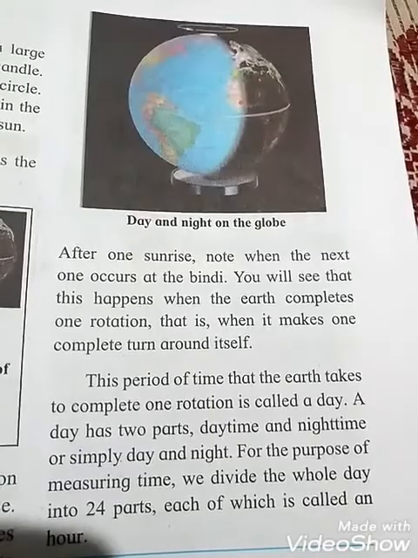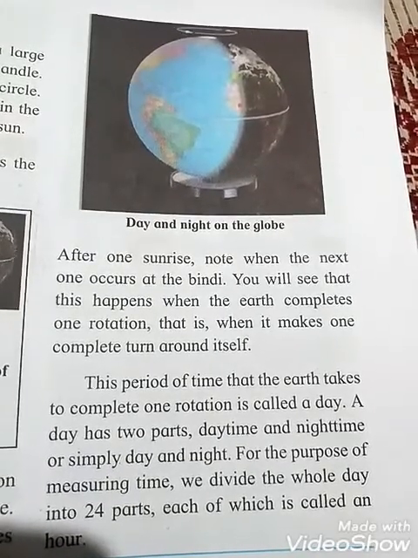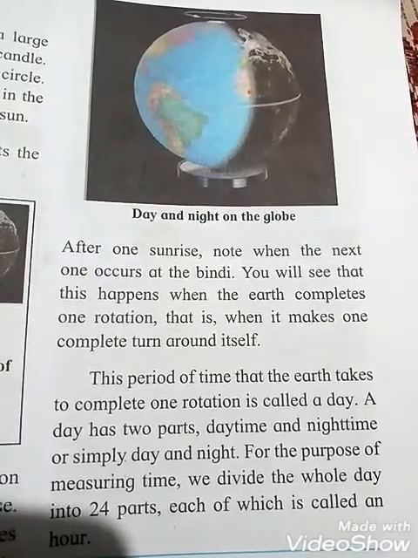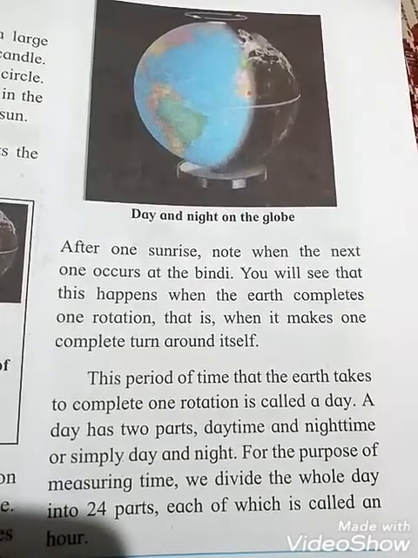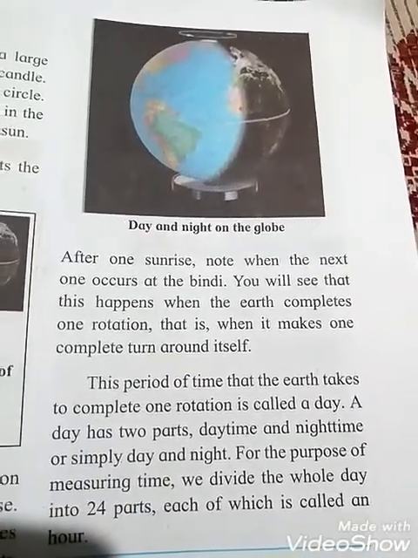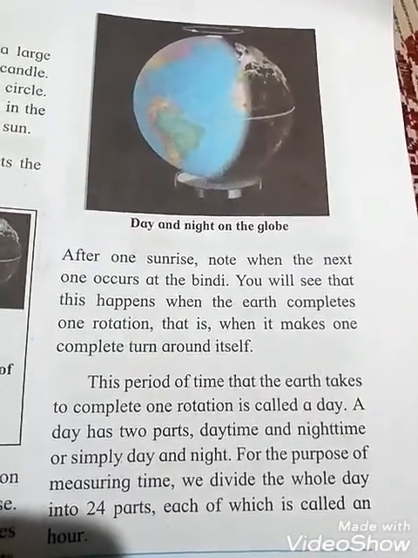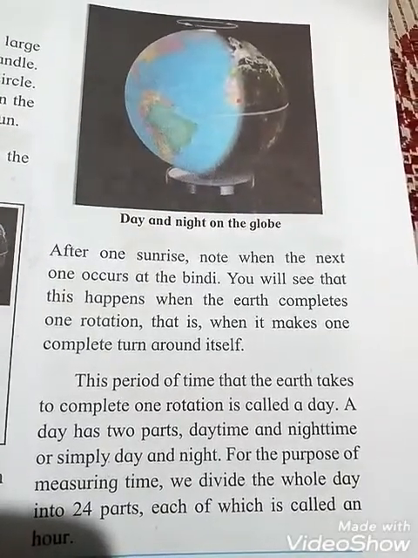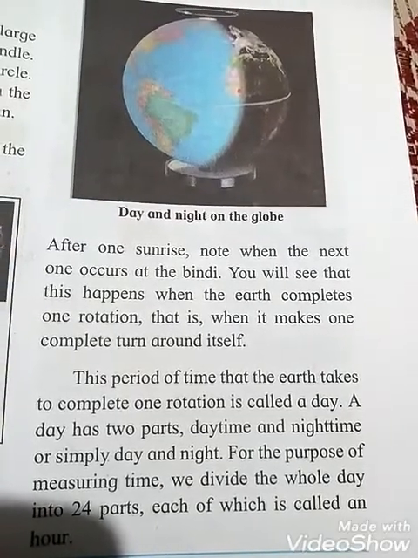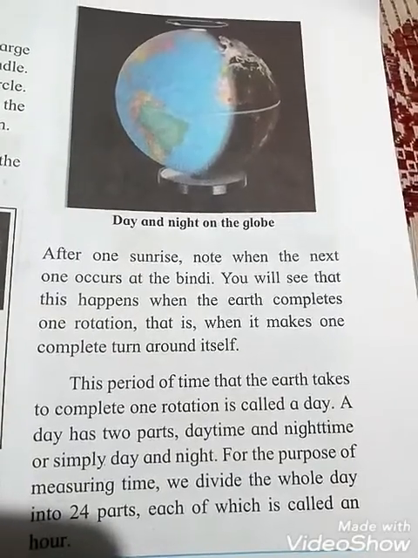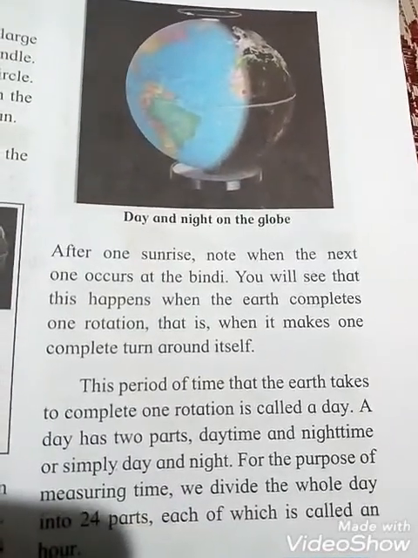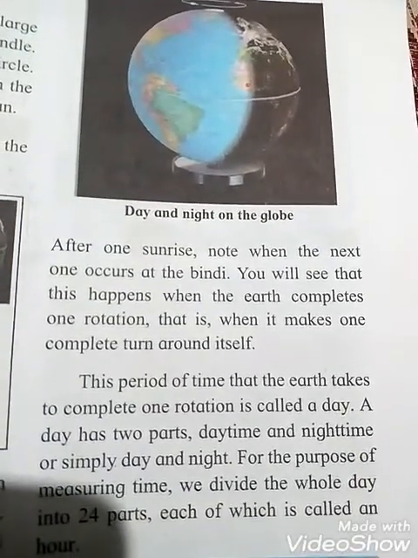After one sunrise, note when the next one occurs at the bindi. You will see that this happens when the earth completes one rotation, that is when it makes one complete turn around itself. And see students, stick a red bindi on the globe. Okay, red color. So after one sunrise, note when the next one occurs at the bindi. You will see that this happens when the earth completes one rotation, one complete turn around itself.